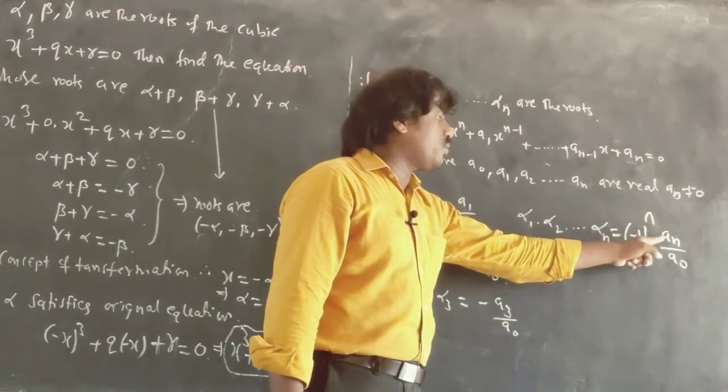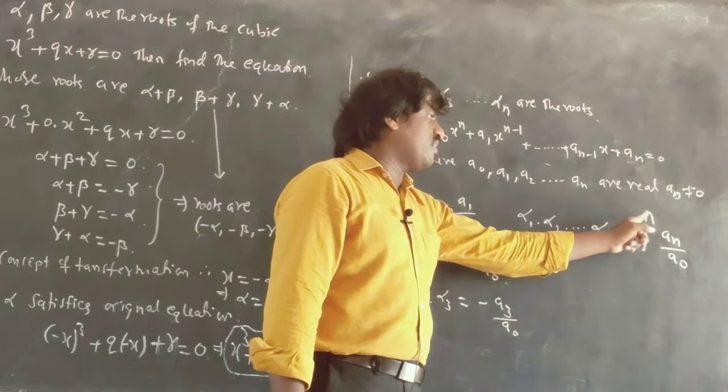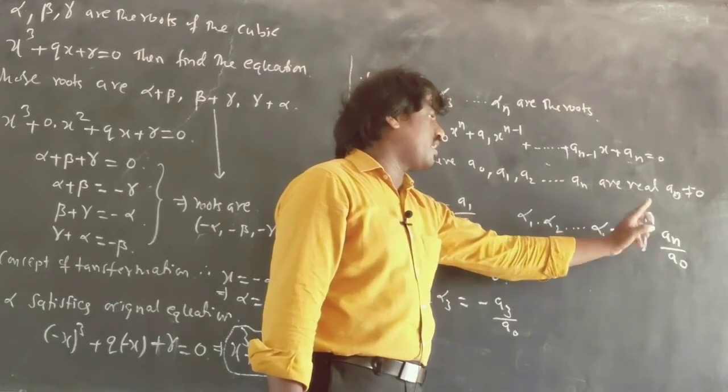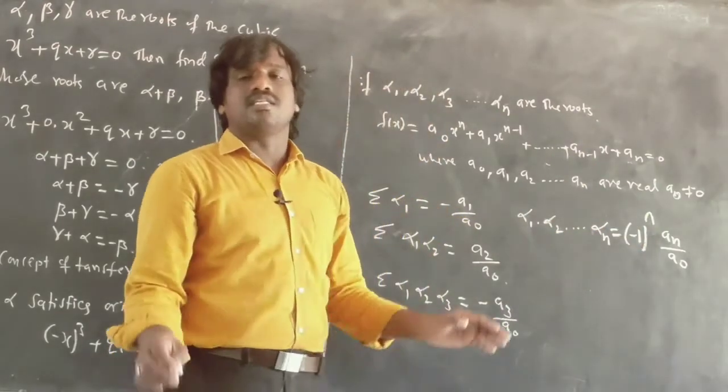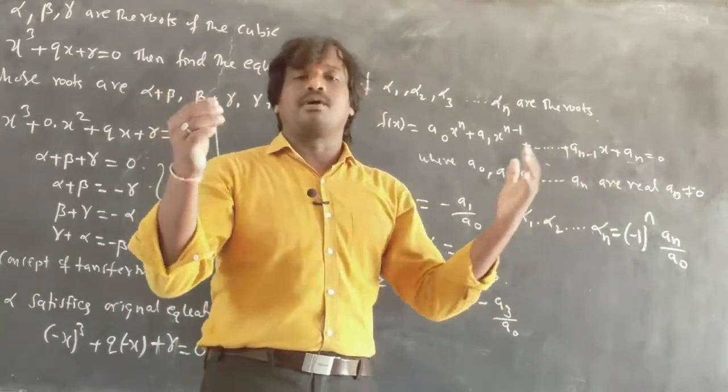If this is a square, you get positive c by a, like that. If it is a cube, then you get negative. If it is power 4, positive, power 5, negative. This is what you need to know. This is what we call the theory of equation. Let us solve some problems on that.